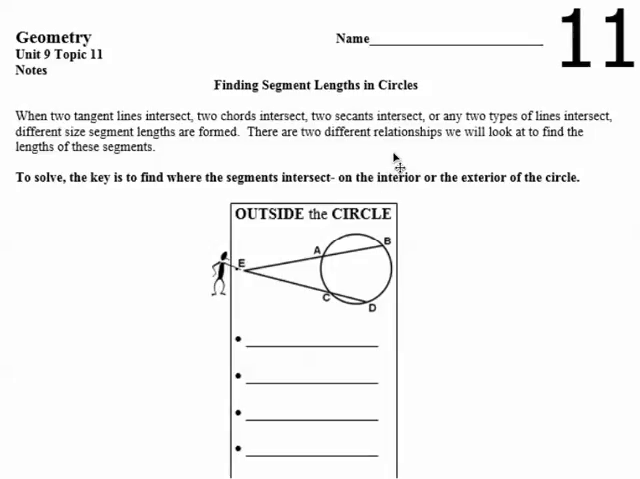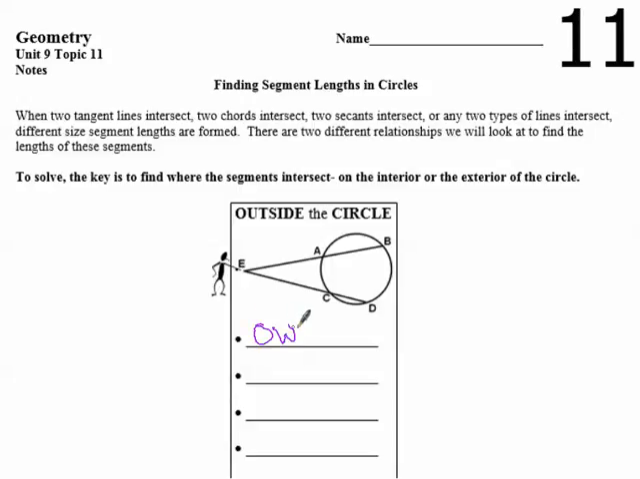Welcome to topic 11. Today we're going to still be finding segment lengths in circles. The only difference is, where do those segments intersect now? Outside the circle. So what I notice is, this time, if I were to throw a ball at someone, this sharp point right here would be super sharp, and when it hit me in the head, it wouldn't just pop me. I would say, ow, because it would hurt so bad.